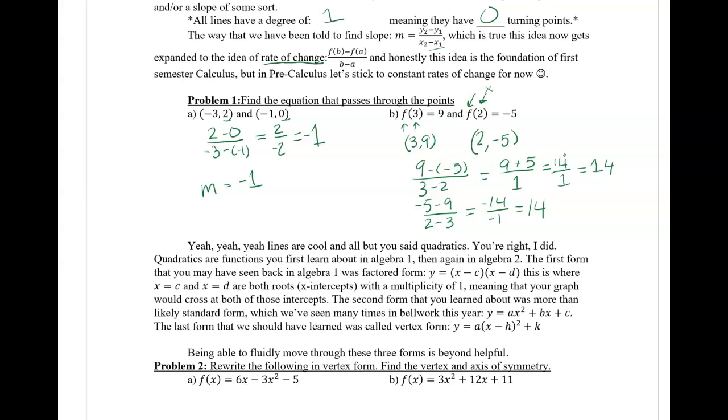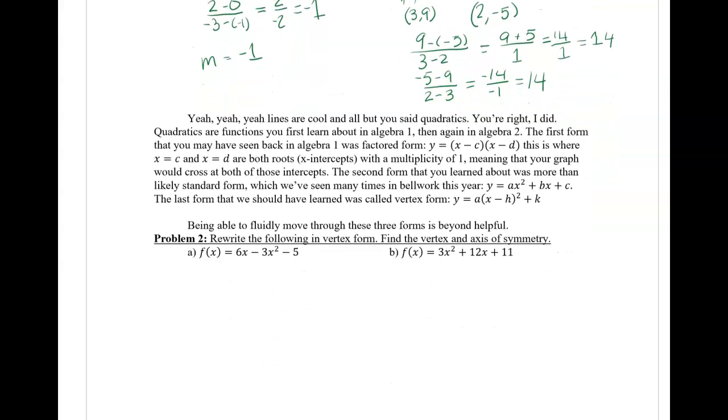So yeah, lines are cool, but we said something about quadratics. You're right, I did. Quadratics are just functions that we learned about first in Algebra 1, then again in Algebra 2, and the first form that we may have seen back in Algebra 1 was something called the factored form. And that's also what we took a look at this year, which is where we had x minus c times the quantity of x minus d. And this is where c and d are both roots, aka x-intercepts, with a multiplicity of 1, meaning that our graph would cross at both of these particular intercepts.